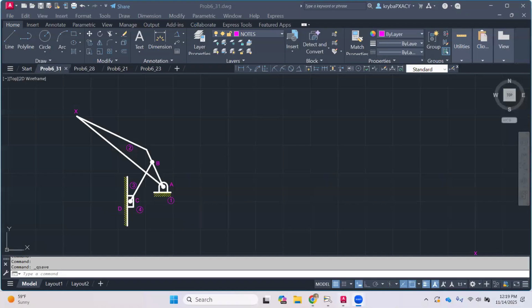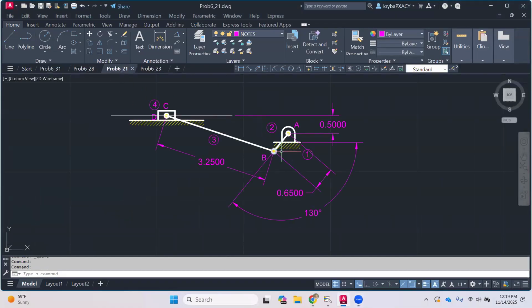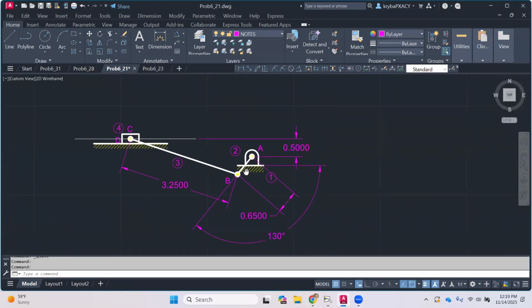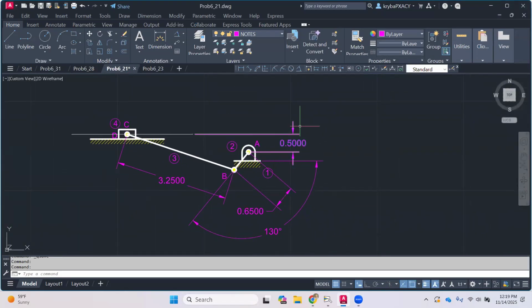So I'm going to go over to AutoCAD right now. And I have already drawn the kinematic diagram. Now, what I'm going to do is give you a chance to draw yours up. I'm going to pause the video for a little bit and then we can compare, okay?